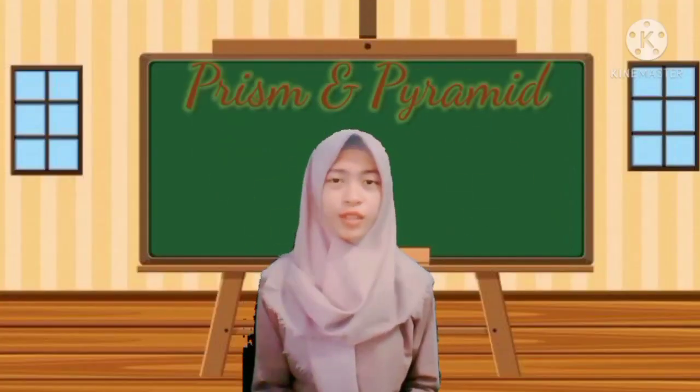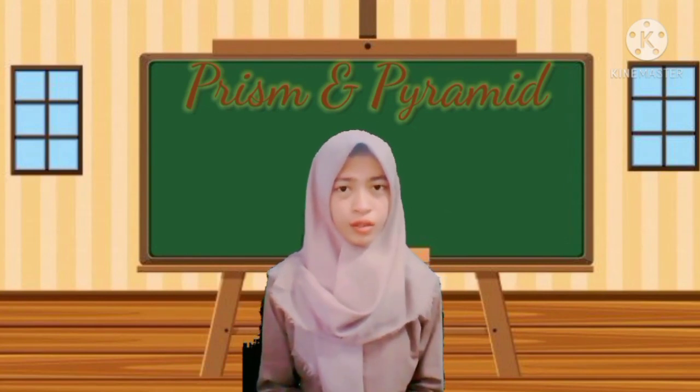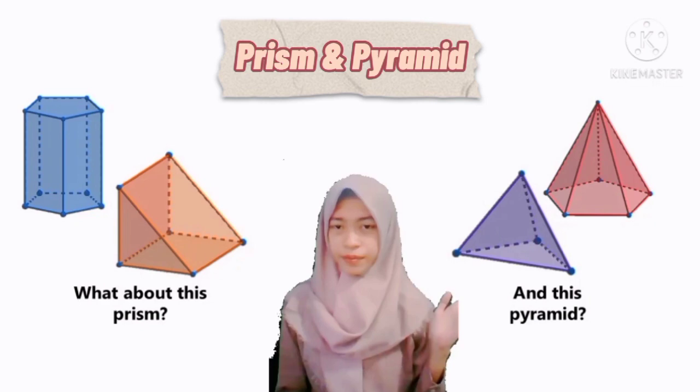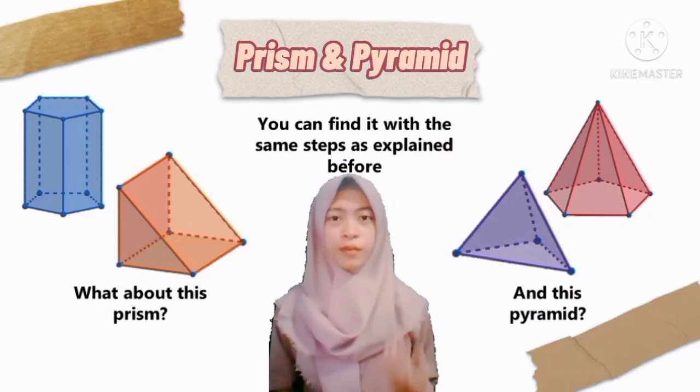Now, we already know about the volume of rectangular prism and rectangular pyramid. So, what about this prism and this pyramid? You can find it with the same steps as I explained before. Next, Miss Yesika will explain to you about proving the volume of prism and pyramid.